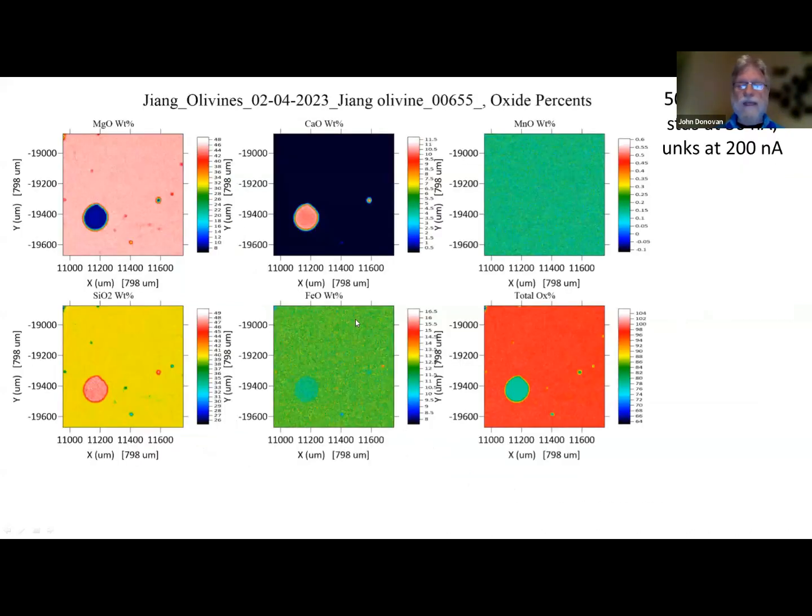So once we do this, now we can run it. We can measure trace elements and minor elements of the same high beam current, and we can get totals that are quantitative.